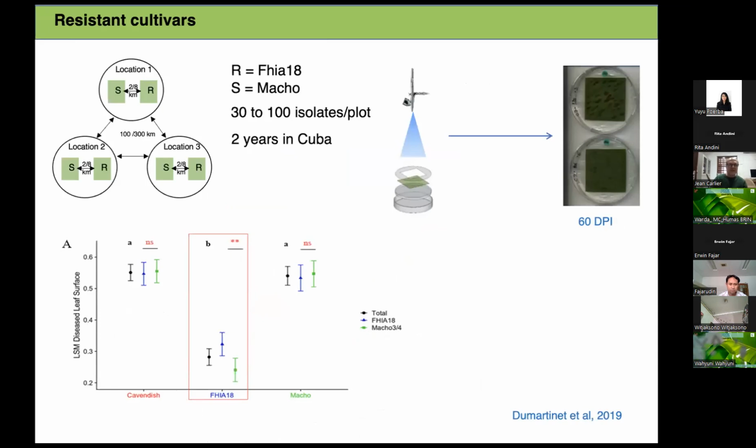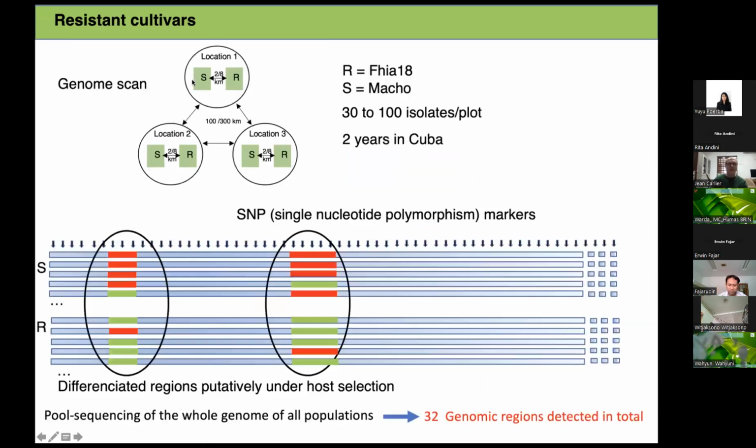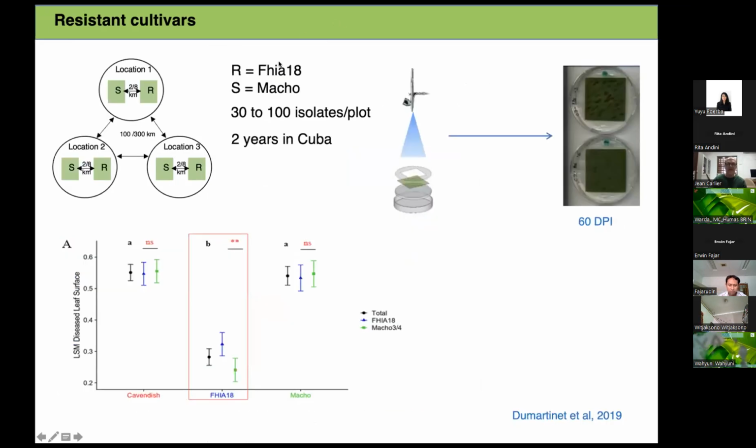To test this hypothesis, we collected samples from different locations in Cuba from 2 different types of plots. One of the plots was planted with resistant hybrids, FIA 18, which has a quantitative resistance, and other plots were planted with a susceptible hybrid called Macho. It's a plantain. And then we collected about 30 to 100 isolates per plot during 2 years.